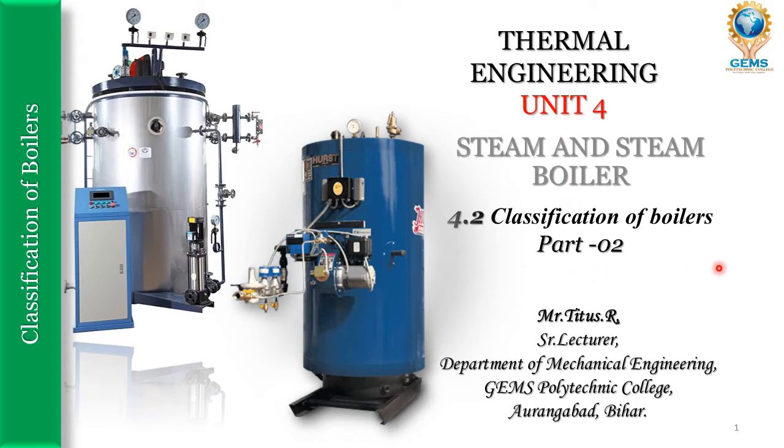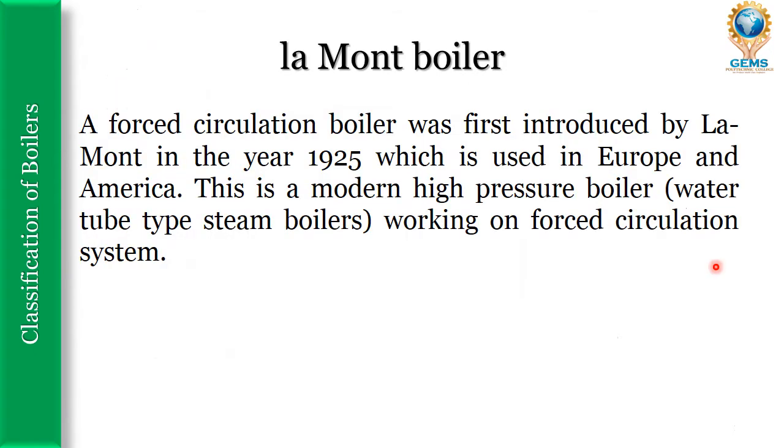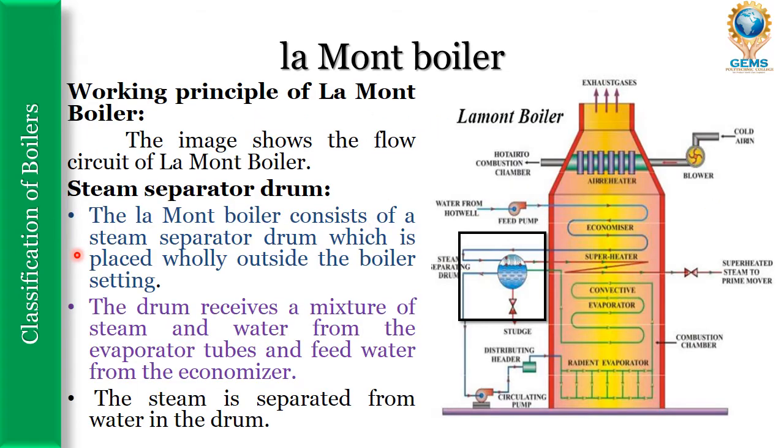Last class we saw about the classification of boilers. Under that we saw about the boiler. In this session, the La-mont boiler, a forced circulation boiler, was first introduced by La-mont in the year 1925, and is used in Europe and America. This is a modern high pressure boiler. It is a water tube type steam boiler working on a forced circulation system.